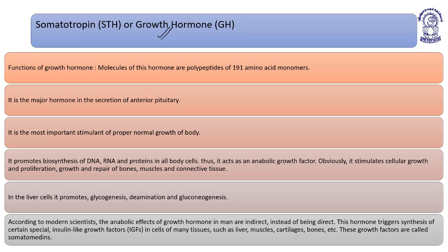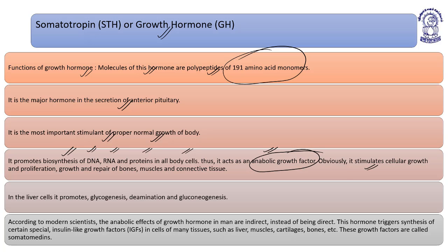Somatotropin or growth hormone. Functions of growth hormone. Molecules of this hormone are polypeptides made up of a chain of 191 amino acid monomers. It is the major hormone secreted by the anterior pituitary. It is the most important stimulant of proper normal growth of the body. It promotes biosynthesis of DNA, RNA, and proteins in all the body cells. Thus, it acts as an anabolic growth factor. It stimulates cellular growth and proliferation, and growth and repair of bones, muscles, and connective tissues.